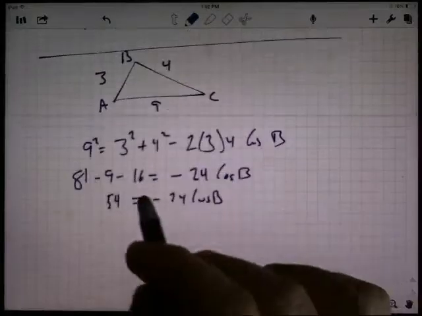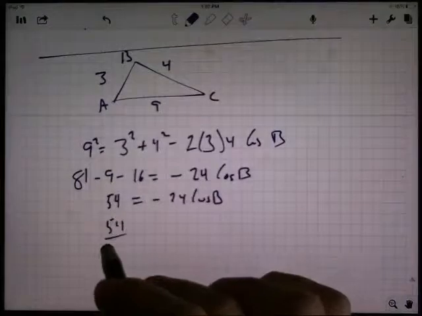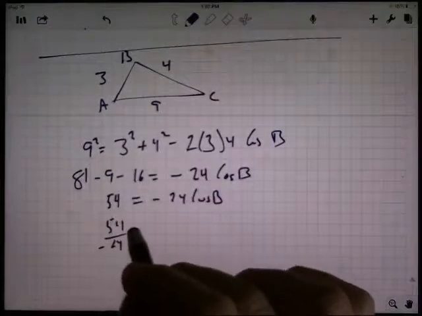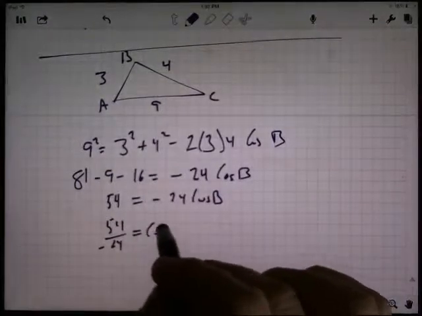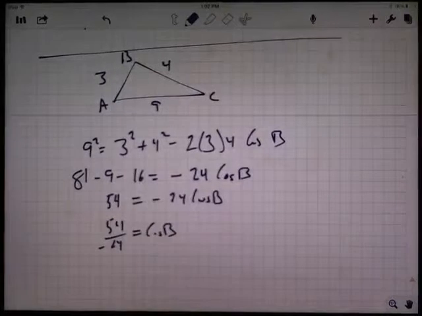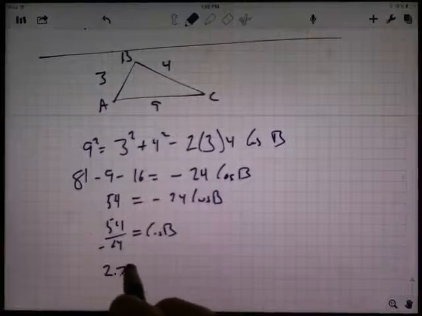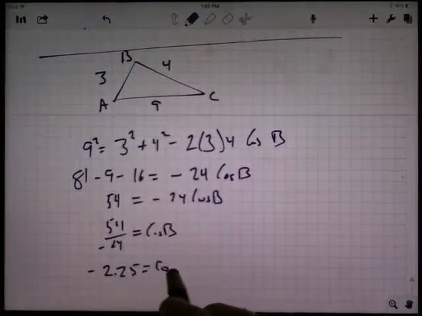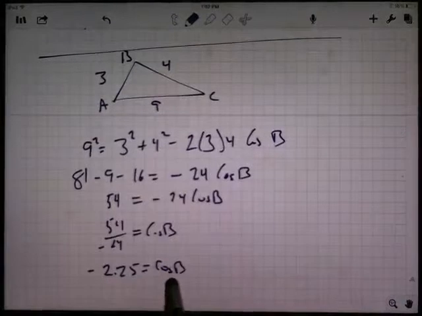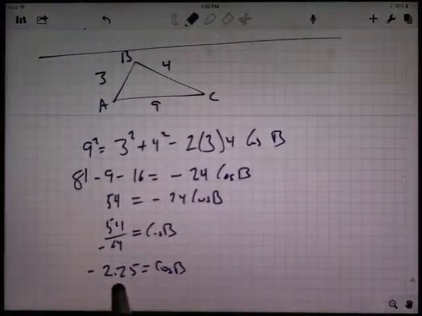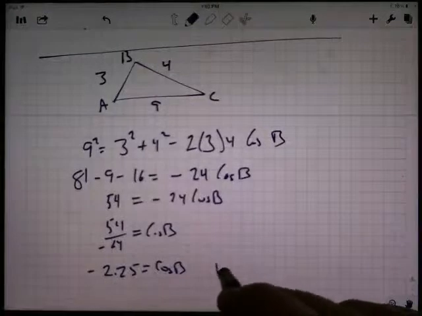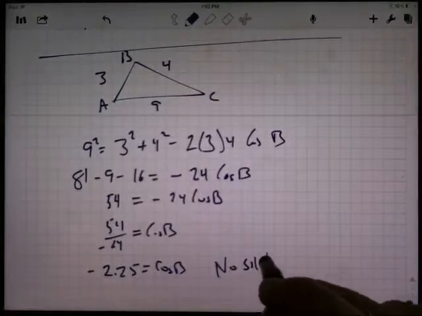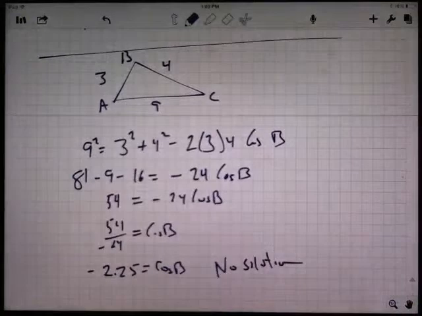Dividing both sides by 24, you got 54 divided by negative 24 equals cosine B, and all of a sudden we got a problem, because 54 divided by 24 is 2.25. There is no angle whose cosine is like that. Cosine is always between minus 1 and plus 1. So there's no triangle that'll fit this condition.